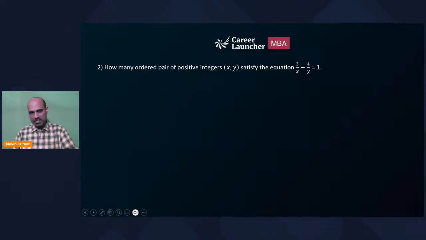Right? Or it may be easy. So there is a standard step. What you do is you get rid of the denominators by taking the LCM. So can we rewrite this as 3y minus 4x is equal to xy?